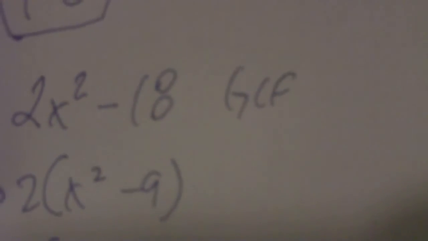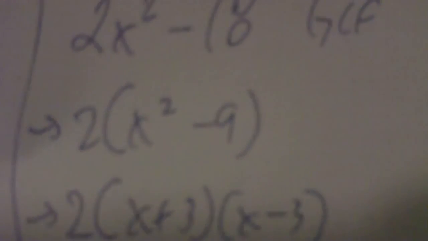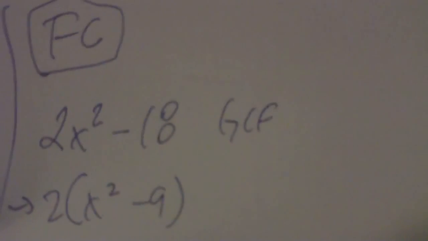But when I look at this again, it says factor completely, so I may have to factor more than once. I have to look at the x squared minus 9 again and see if I can do anything else. Of course there is, because this looks just like the one we just did. This is a difference of two squares, right? So the final answer will be 2, and in parentheses you have those other factors: 2 times x plus 3 times x minus 3. So that's how factor completely would go. Sometimes you have to factor more than once.